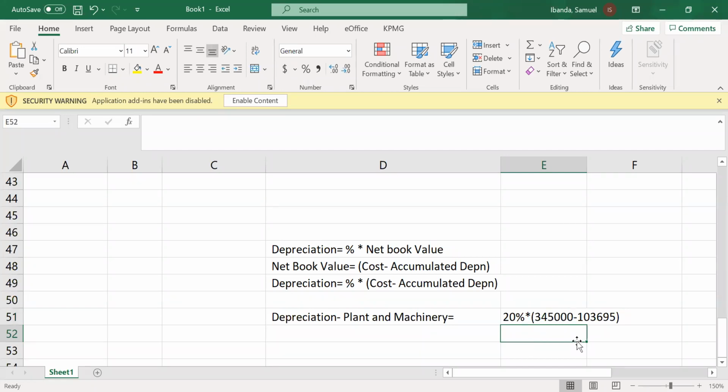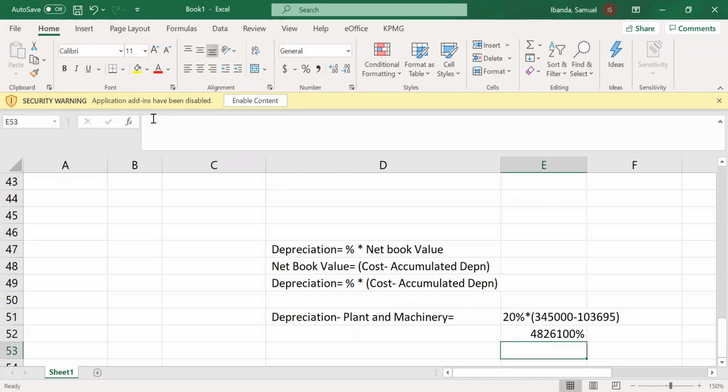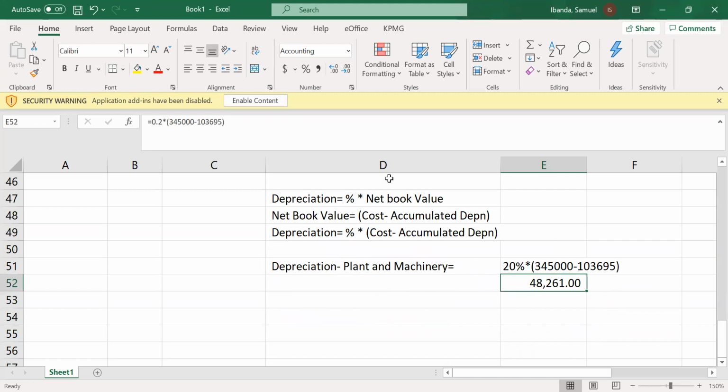So you calculate this and you're able to get your depreciation for the period. This should be a number. You should be able to get something like this from your calculator. You can press your calculator to confirm, but that is something that you're able to get.